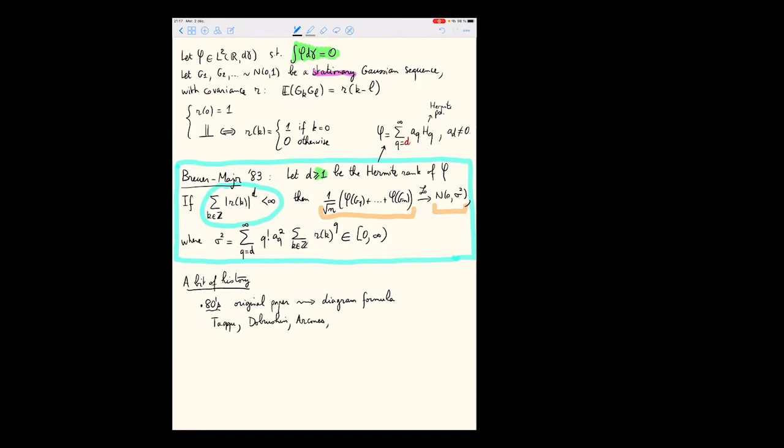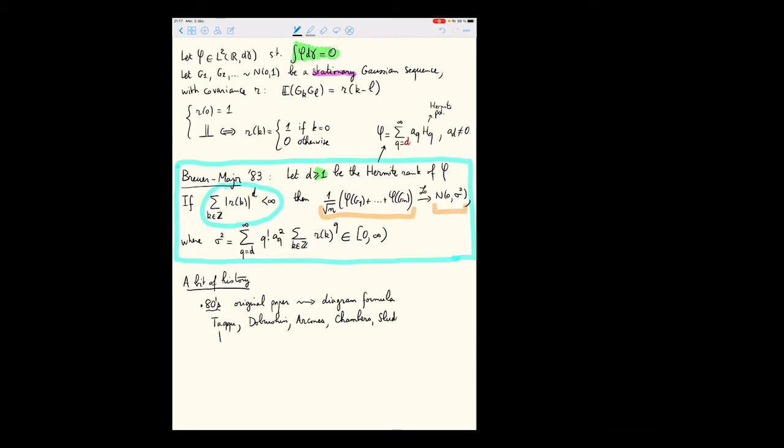And we also had extensions, multivariate extensions and so on, by Arcones. I would also like to mention these two people, Chambers and Slud, because I will go back to them in some minutes.